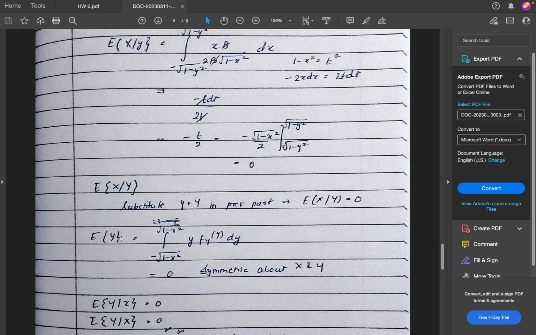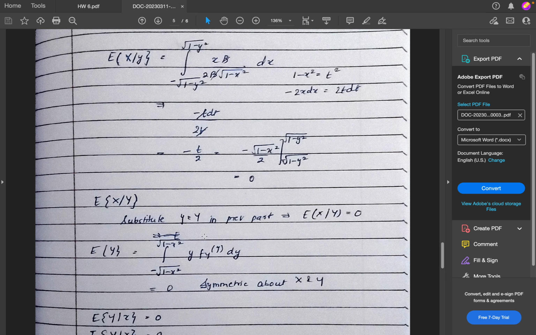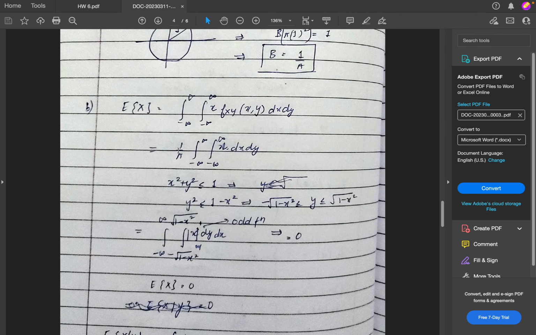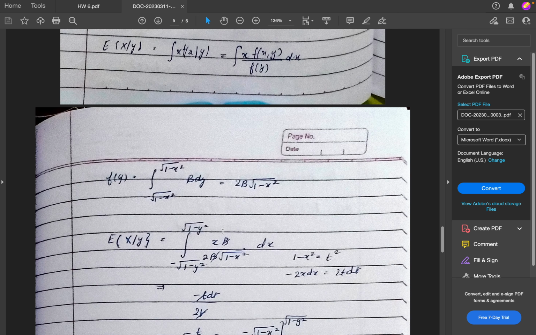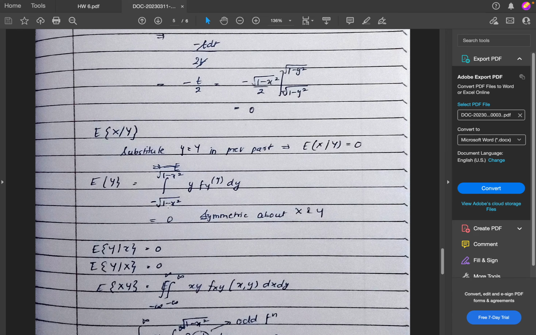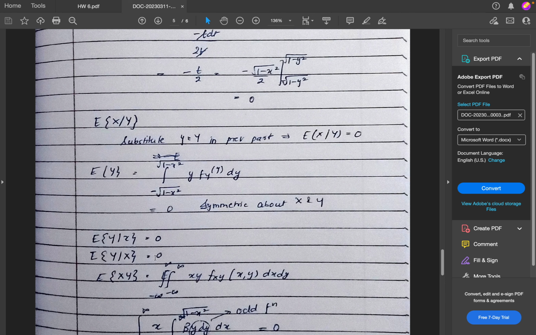Now to find the expected value of y, since we know that the given function is symmetric about x and y, x and y will lie in a similar range, and therefore this integral will be equal to 0. And similarly, from the previous parts we can conclude that the expected value of y given small x and the expected value of y given capital X are both 0 as well.